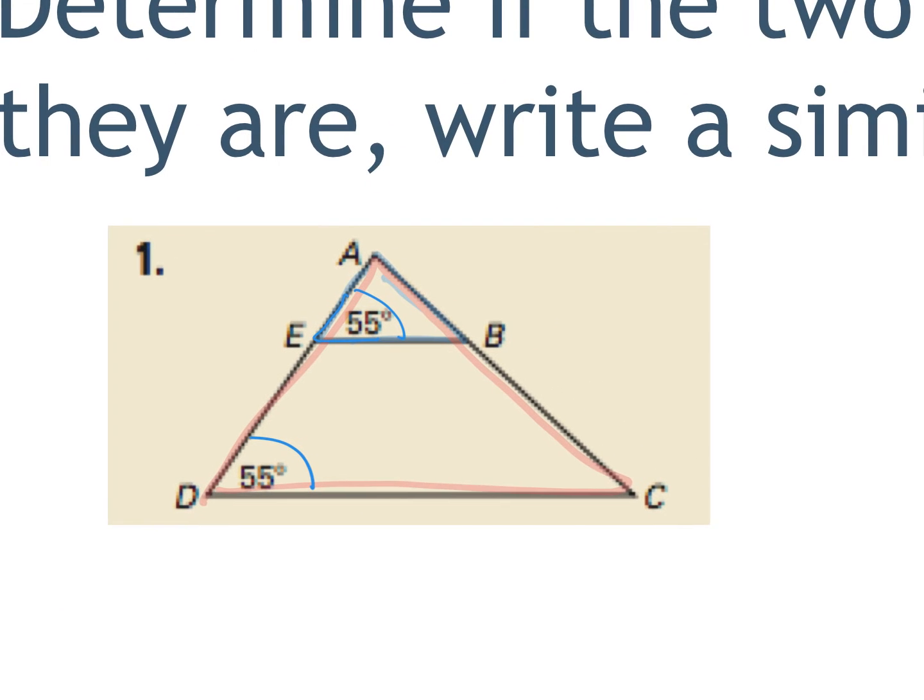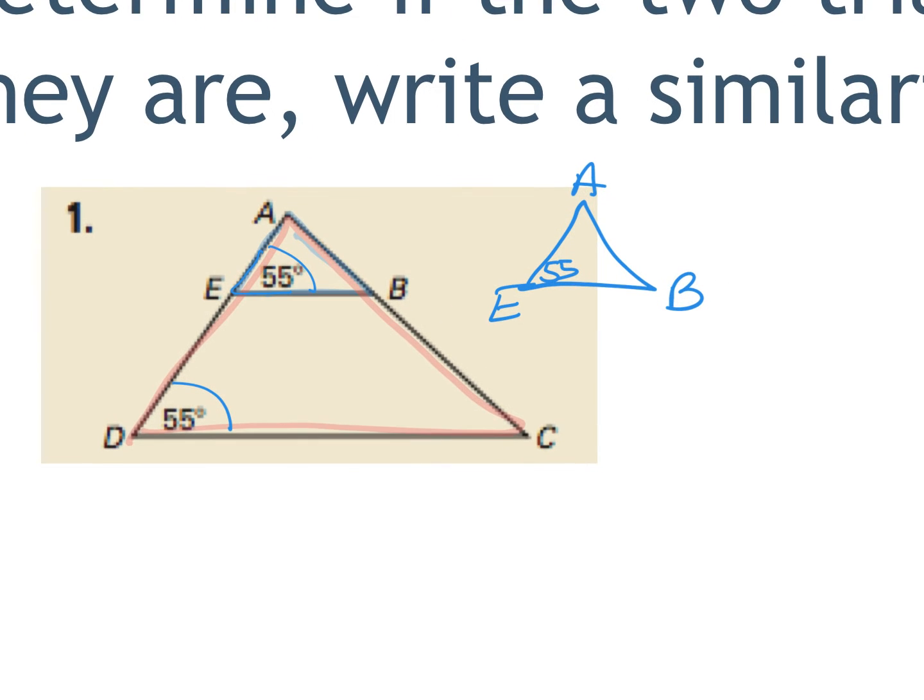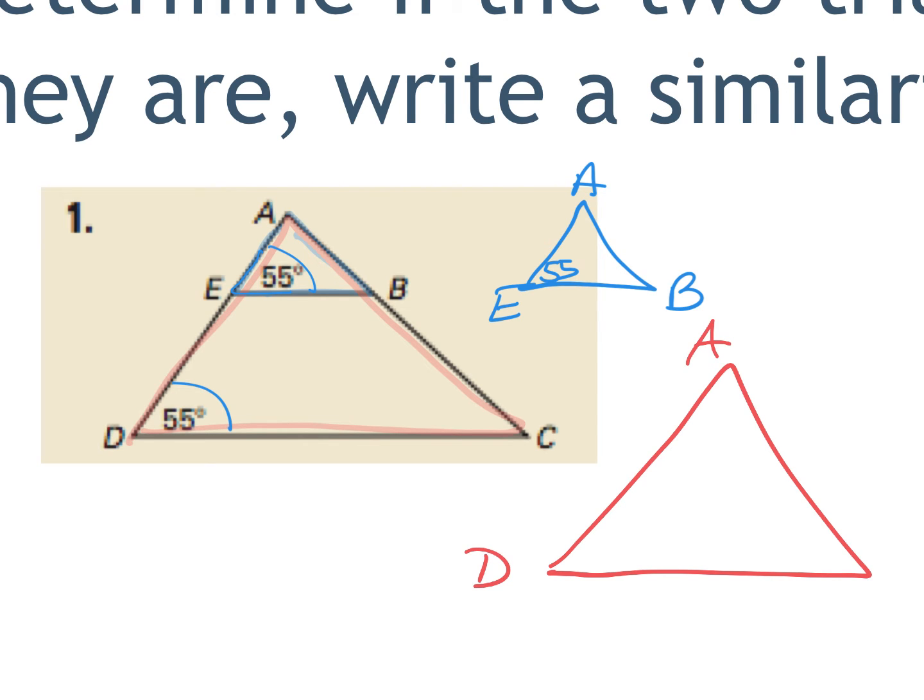Now, if it makes it easier for you to pull them out, A, E, B, this had 55, and then the red one, if I pull that one out as well, D. You don't have to do this if you can see it without doing it. It's perfectly fine. So I can automatically see that this is congruent to this. And then remember, by the reflexive property, we can say that angle A in the blue one is the same as angle A in the red one. So now we can show that we have two congruent angle pairs.